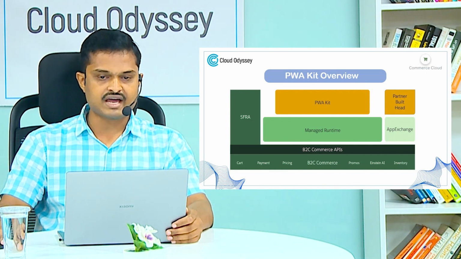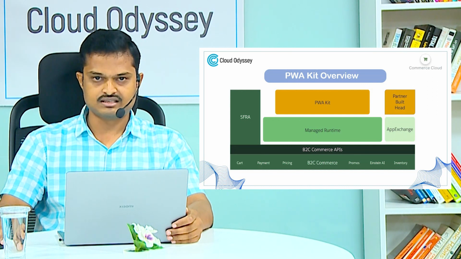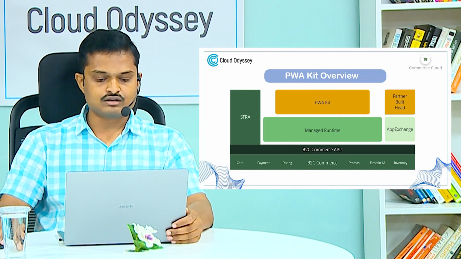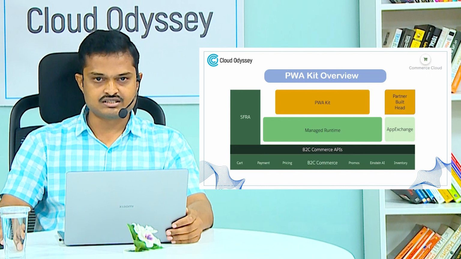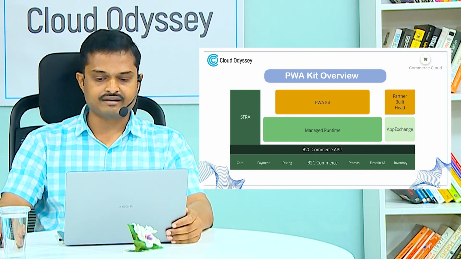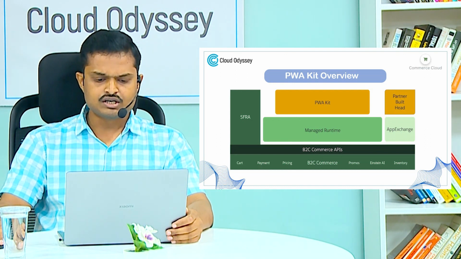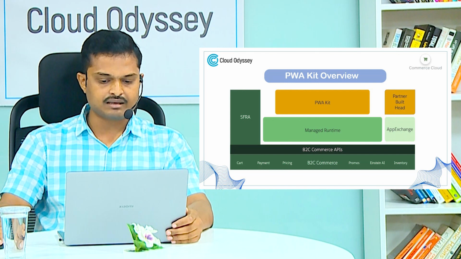In the home page we do have the mega menu where we need to display the categories, right, and there are maybe the promotional messages, things of that nature, and that data will be supplied to the front end by using these B2C Commerce APIs. So here there is something called managed runtime. We will talk about it. What is this managed runtime?